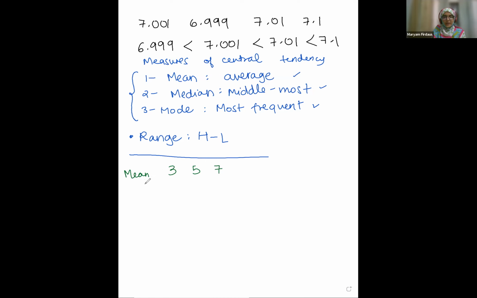Okay, the third one. The median is always one of the numbers in a data. True? Okay, let me give you an example. 1, 3, 7, 8, 12 and 20. It's in ascending order, right? What is the median in this case?